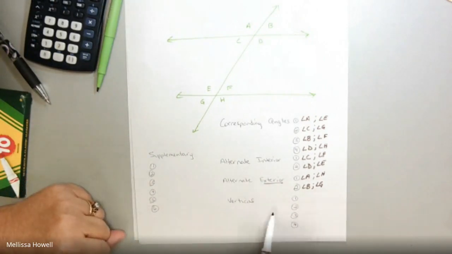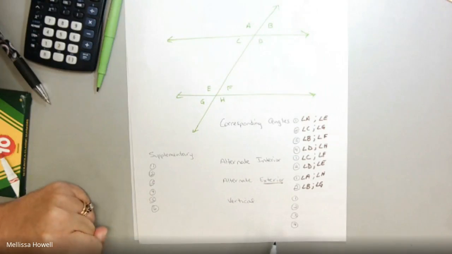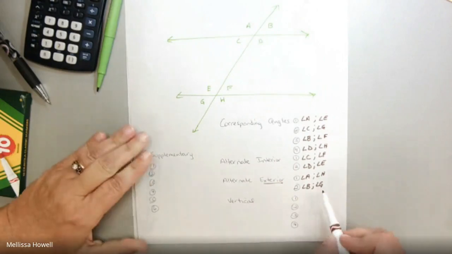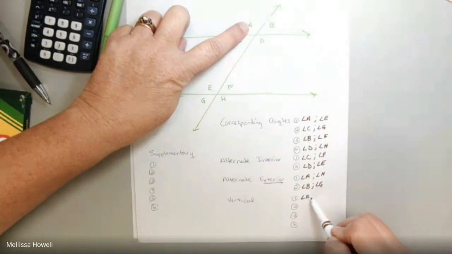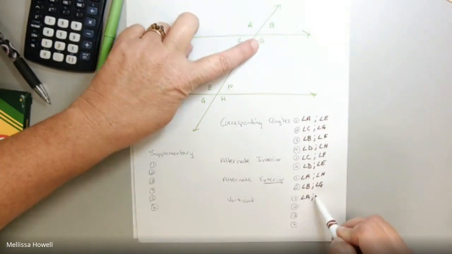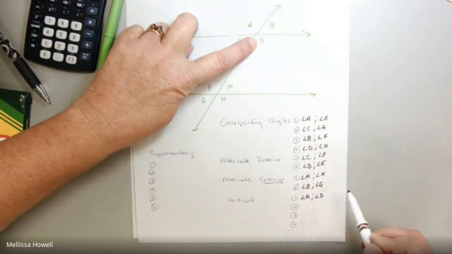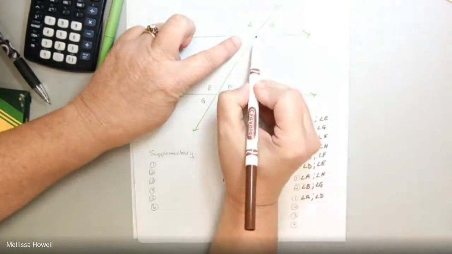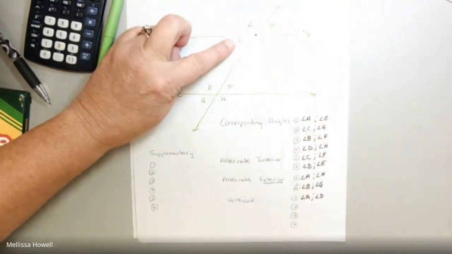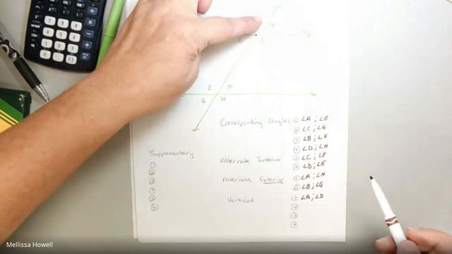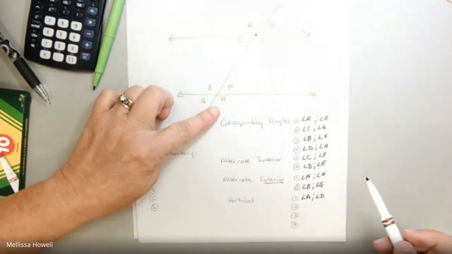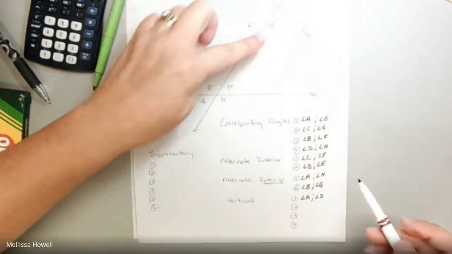Vertical angles. We have 4 pairs of vertical angles. Remember, vertical angles share a vertex and are opposite of each other. So angle A is opposite angle D. Vertical angles have to have a point of intersection where they share that vertex. So you could never have a vertical angle up here and a vertical angle down there. They have to be right there together.